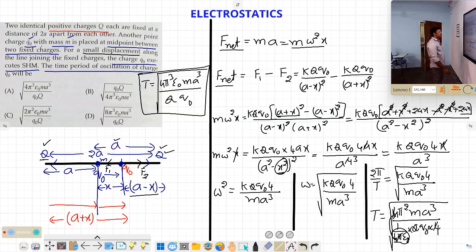So which is near to the observation? First option, if you see this 4 pi cube epsilon naught m a cube by capital Q into small q naught. So option A is correct.